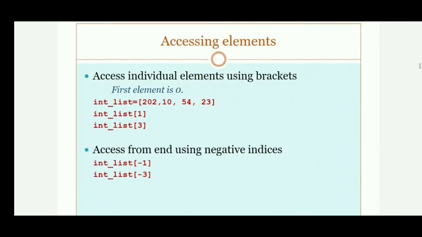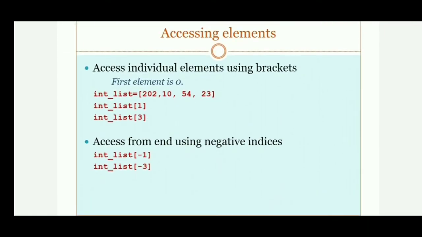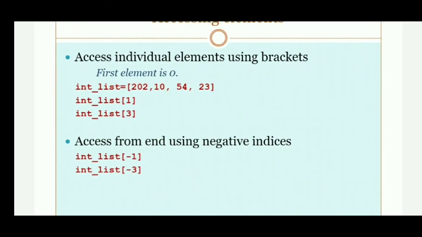Next one, accessing elements. Accessing means, suppose you have created a list with various elements, and now I want to fetch elements as per my need or requirement. So int list is equal to 202, 10, 54, 23. When I write int list 1, here 1 indicates location number 1. In the case of Python, location starts with 0. So when you write 1, it will display the element at the second position.